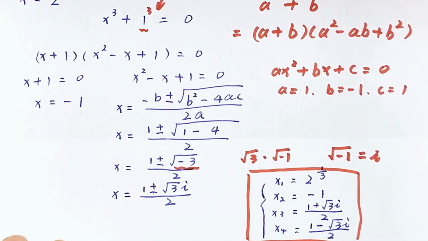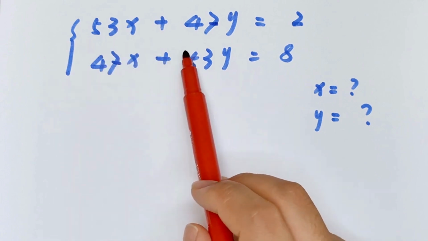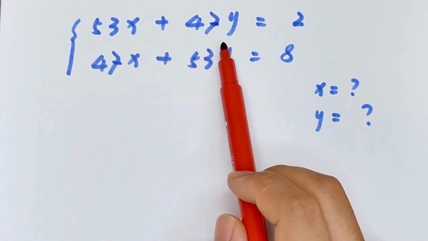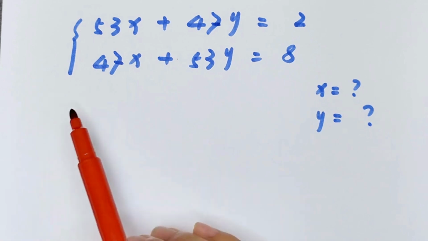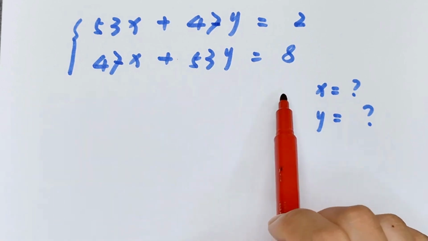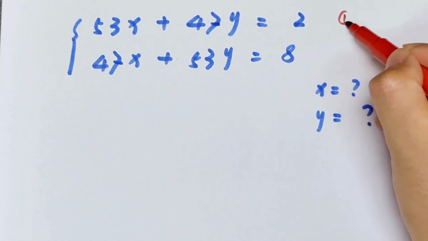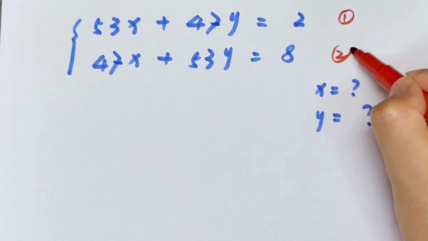Hello everyone, welcome to Maths4U. How to solve 53x plus 47y is equal to 2, 47x plus 53y is equal to 8, to find the value of x and y. Now first, we let this equation 1 and this equation 2.